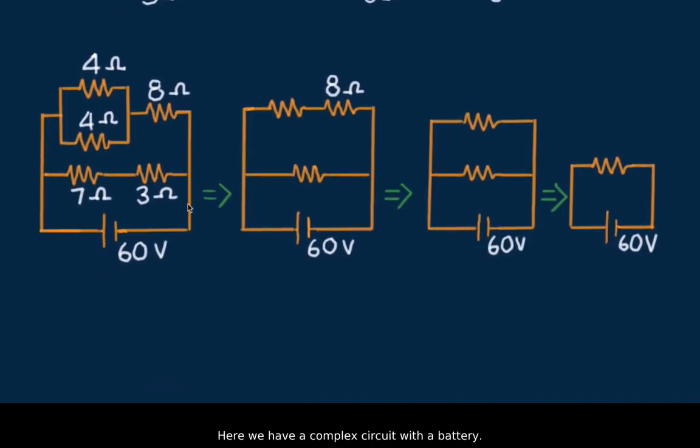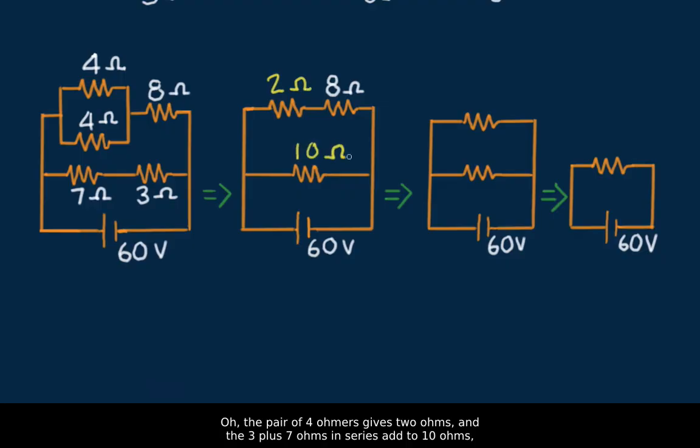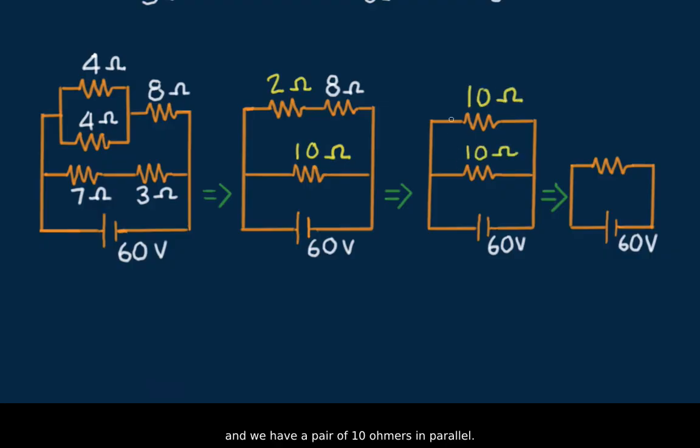Here we have a complex circuit with a battery. Suppose we're asked to find the current in the battery and the current in the top 4 ohm resistor. We'll keep that in mind as we progress. The pair of 4 ohmers gives 2 ohms, and the 3 plus 7 ohms in series add to 10 ohms. And we have a pair of 10 ohmers in parallel, so we get 5 ohms.